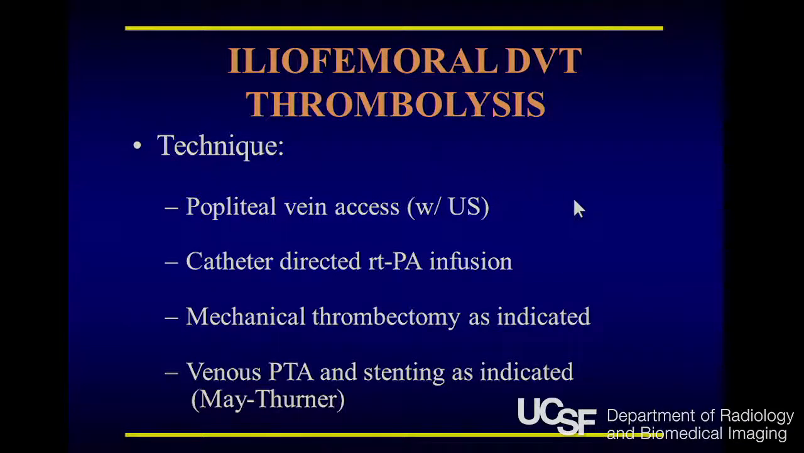So the technique for thrombolysis involves popliteal vein access with ultrasound and catheter-directed TPA infusion, as described previously. We often employ mechanical thrombectomy now that we have better devices for doing that. And if there is a lesion, such as a May-Thurner lesion, we can actually stent that with good long-term patency.